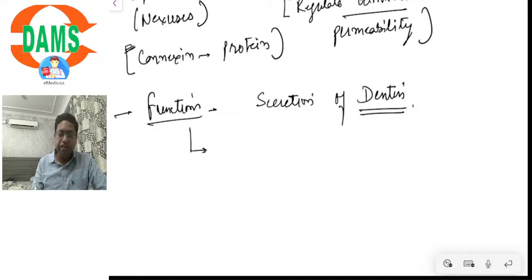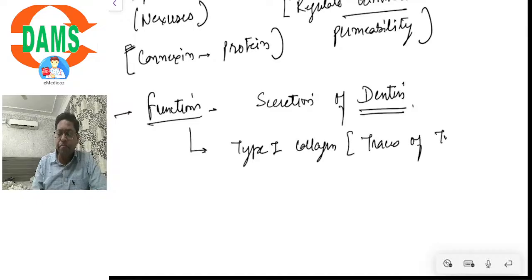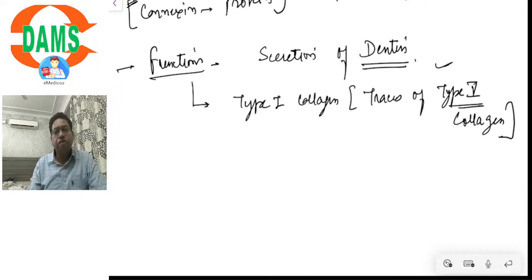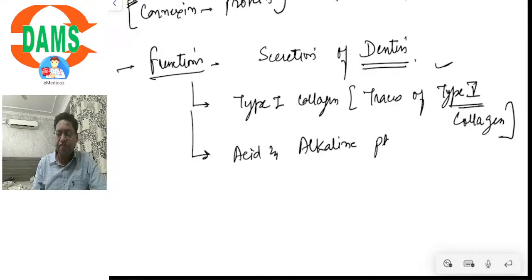Now what do they secrete? The odontoblast does not produce dentine as a whole, but it secretes the constituents of dentine that together make up a tissue that is called dentine. So what are the constituents? They secrete type 1 collagen with some traces of type 5 collagen. Mostly type 1 collagen is secreted by odontoblast. They also secrete certain enzymes like acid and alkaline phosphatase.